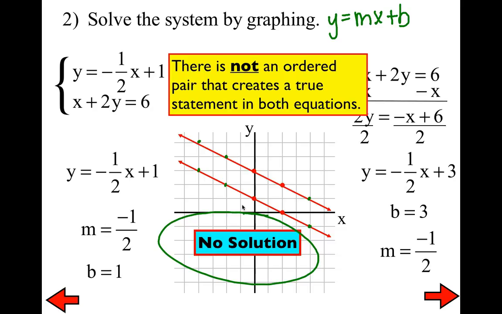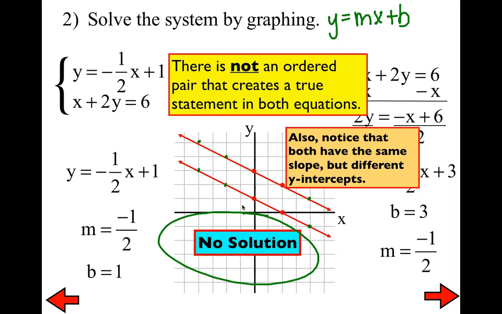So here, basically what this means is there's absolutely no ordered pair that will make a true statement for both equations. Okay. What you're going to notice here is your slopes are identical in both equations. However, they have different y-intercepts, which means they start at different points.